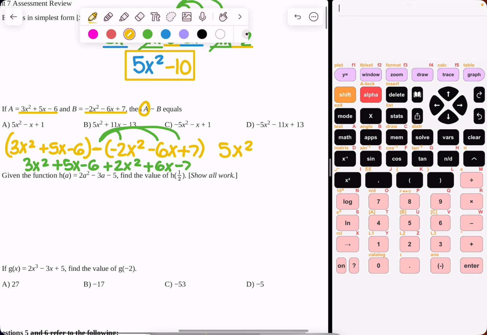So right away I could get rid of C, and I could get rid of D. Then 5x plus 6x is 11x. And negative 6 minus 7 is negative 13. Our answer is choice B.